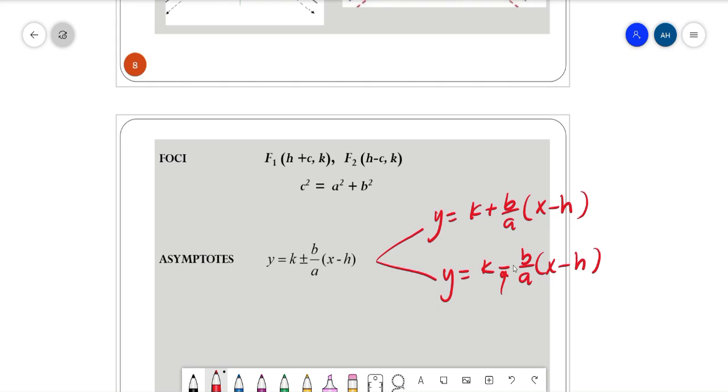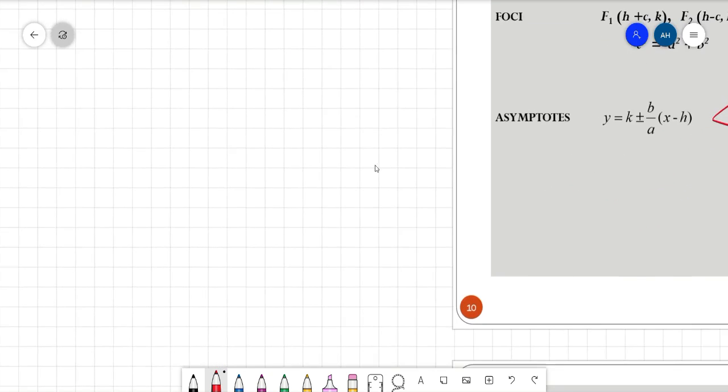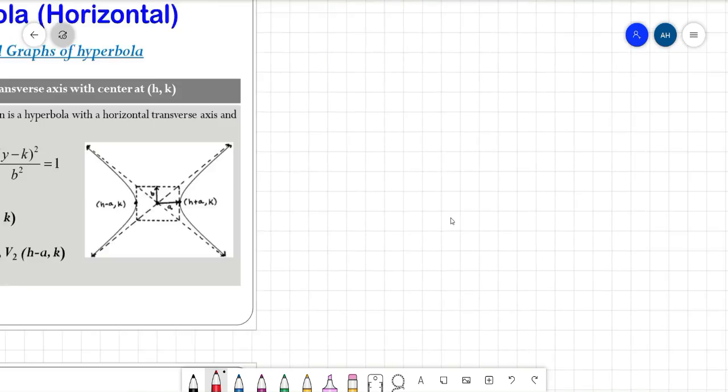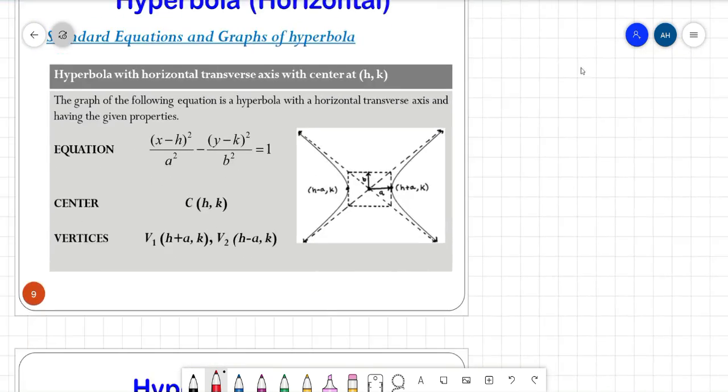We don't need to remember this formula because when we sketch the graph, we can do it differently by constructing a rectangle. We don't have to memorize this formula because it's kind of complicated to memorize, right?